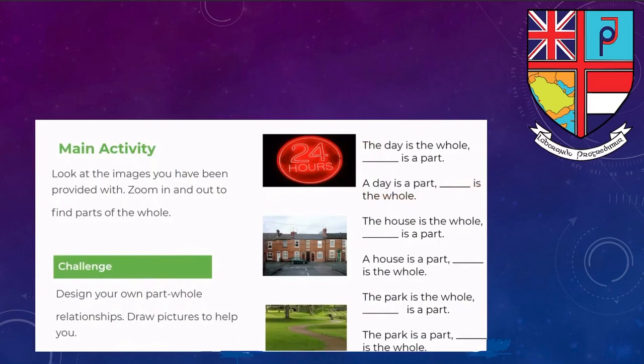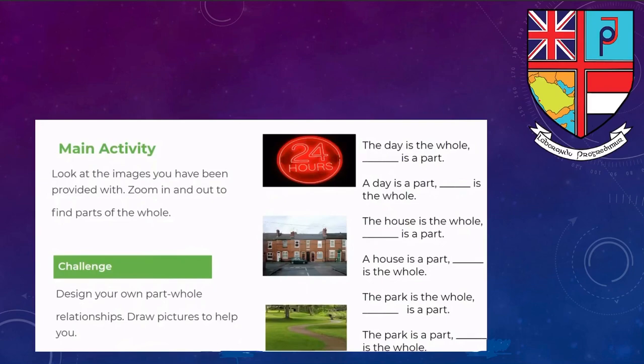Also, this was nice and straightforward, so I'm expecting nearly all of you to do the challenging part, which is design your own part whole. Okay, so you can draw a picture to help you if you'd like. So design your version of one of these. So, we've got the day is a whole. So something is a part. If you were to split the day up into some things, what would those be? And remember, it could be more than one answer. So it's really up to you.